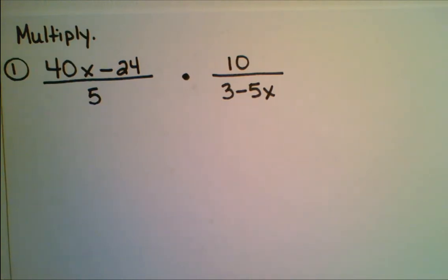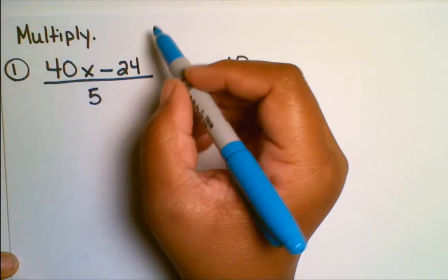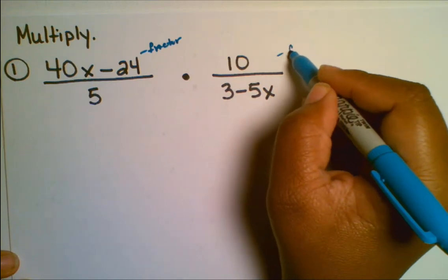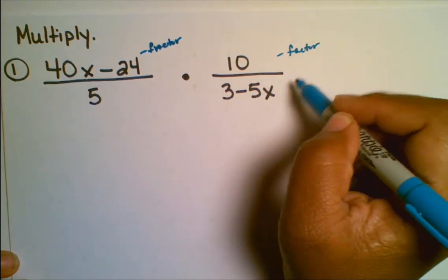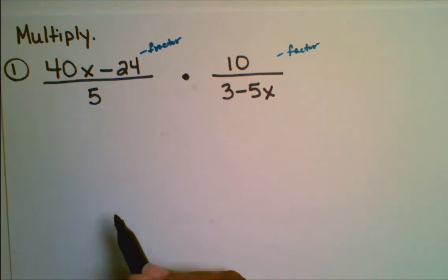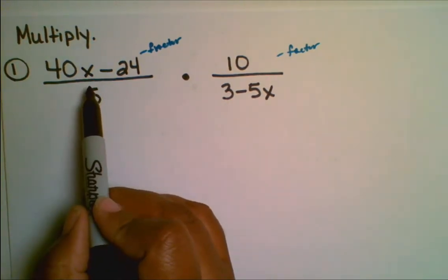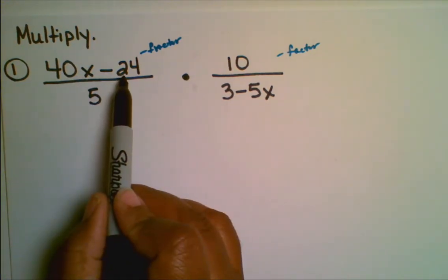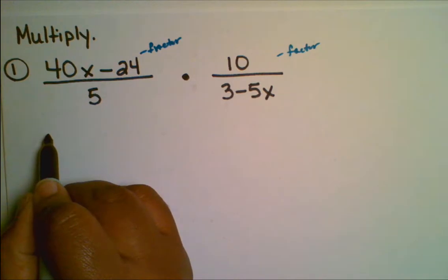where we have here (40x minus 24) all over 5 times 10 all over (3 minus 5x). So we want to factor the numerator, factor the denominator, factor the second fraction's numerator, and factor its denominator. So the key to simplifying a rational expression is by factoring. So let's look at the first fraction numerator, 40x minus 24. Is there a GCF that can be factored out? If so, what? And it is an 8.